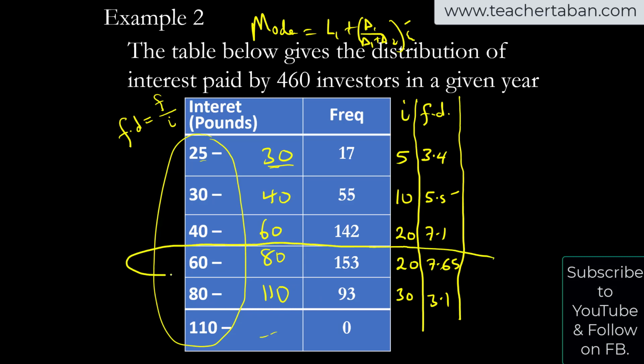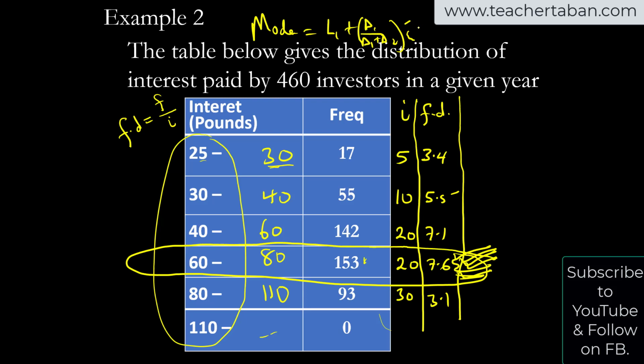So our modal class, therefore, is going to be this one here. Why is it our modal class? It is because it has the highest frequency density. We are using the frequency density, we're not using frequency. Sometimes it may coincide, like in this example, where the highest frequency coincides with the highest frequency density. But just take it that whenever you have class widths which are different, then we use frequency density.